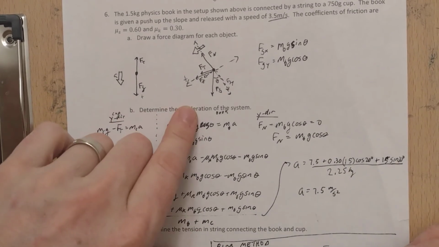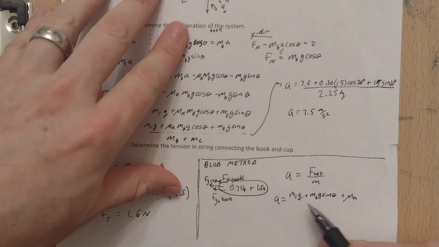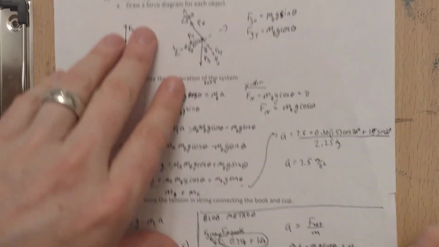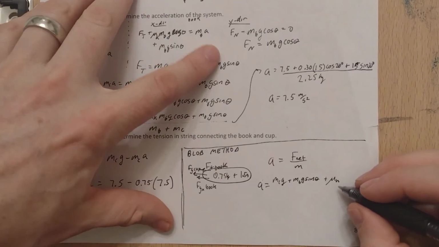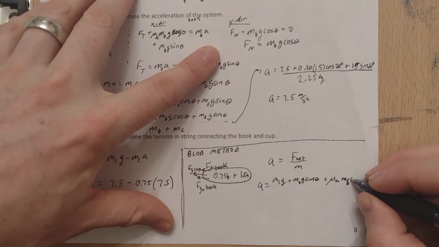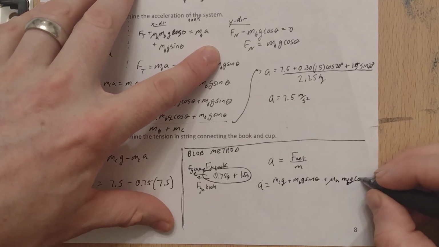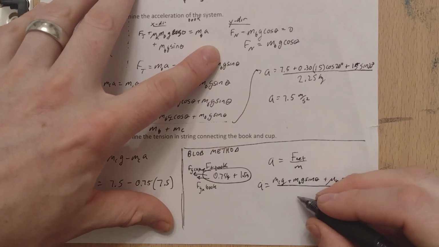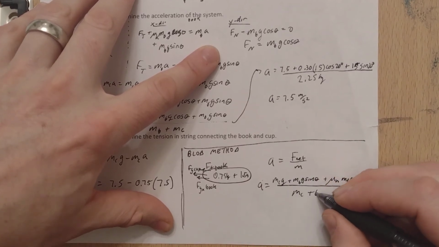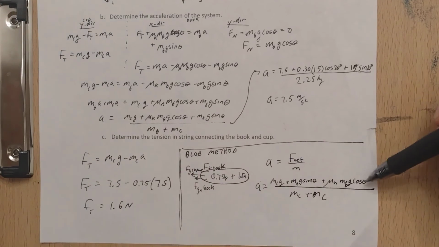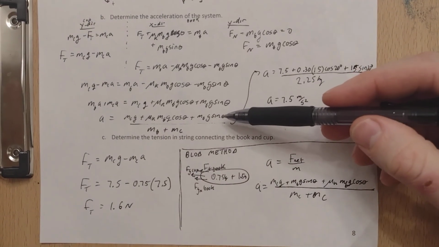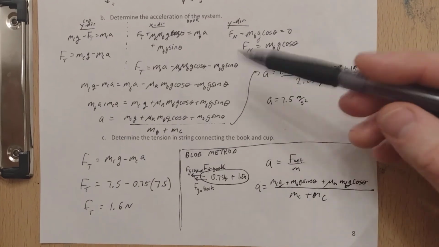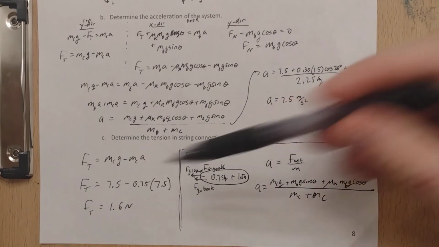The normal force, again, has to be equal to FGY, which is mass of the book times G times the Y component, cos theta, all over mass of the book plus mass of the cup. And that is identical to this equation here. We would have gotten there in one step. But it's good to show the proof once in a while just to see it.